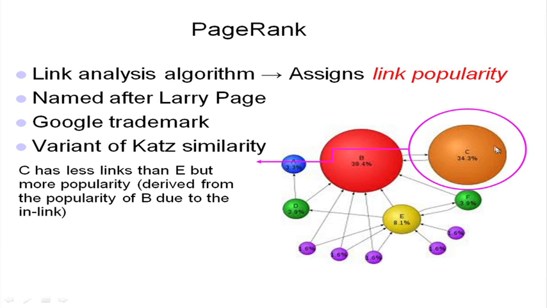So, since node C is being pointed to by an already highly popular node B, that is why node C's popularity automatically increases. Okay. Whereas, take for example the case of node E. Node E here has a lot of in degree, but each of these nodes that point to node E are not themselves very popular. So, that is why node E is not actually very popular.